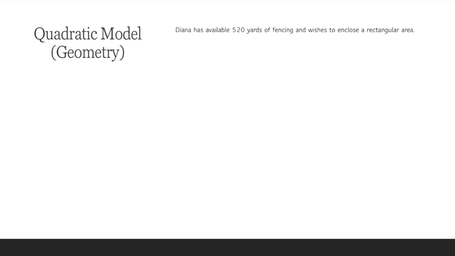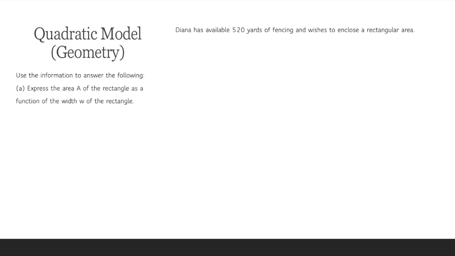quadratic model in geometry. Let's read. Diana has available 520 yards of fencing and wishes to enclose a rectangular area. Let's see what you can create from this statement. Use this information and express the area of the rectangle as a function of the width, given by the letter W of the rectangle. So let's make some geometric drawings.